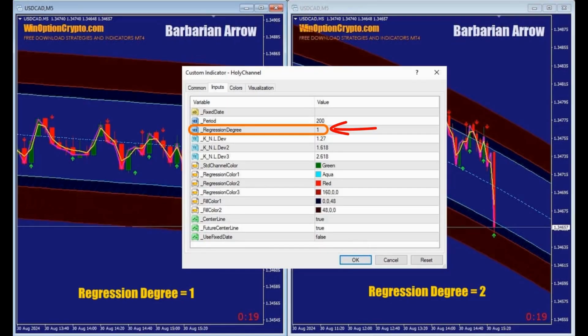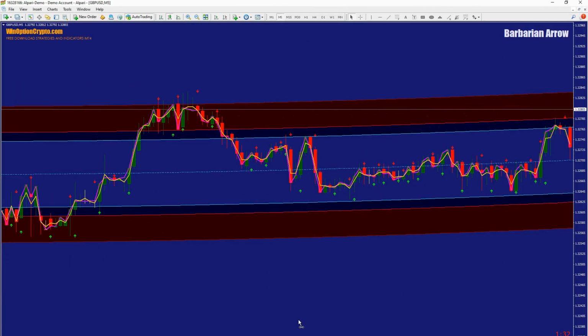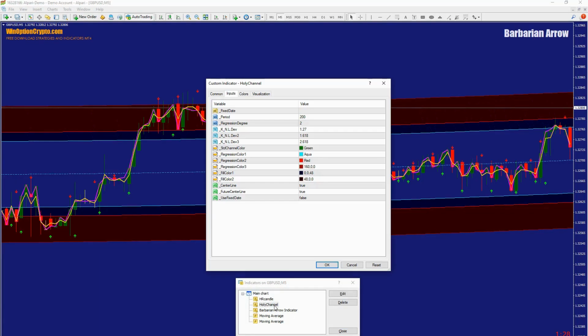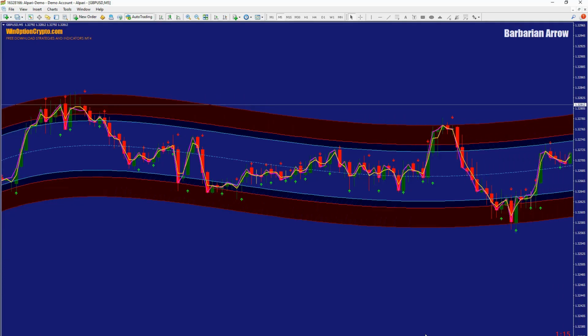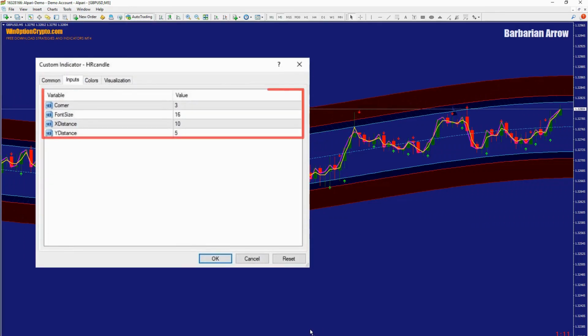However, it should be borne in mind that with high values of regression degree, the risk of overtraining the indicator on historical data increases significantly. This means that the regression channel constructed in this way will describe historical values too accurately, but will work poorly in real market conditions. Therefore, it is optimal to leave the default value of this parameter at 2. This way, the channel will react to price changes quickly enough and will not be too precisely adjusted to historical data.